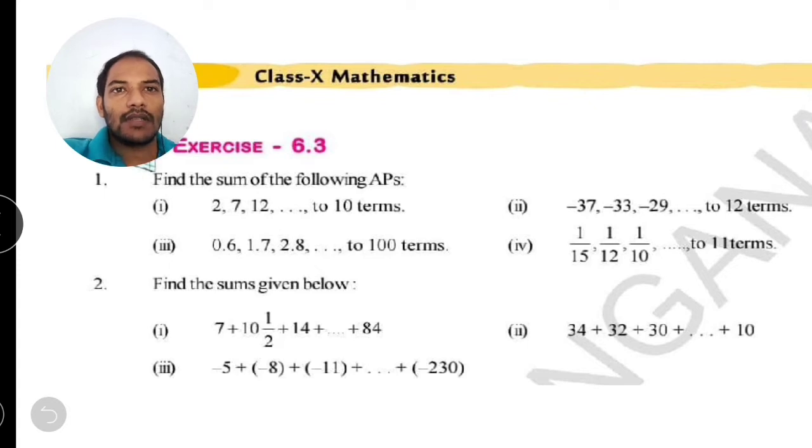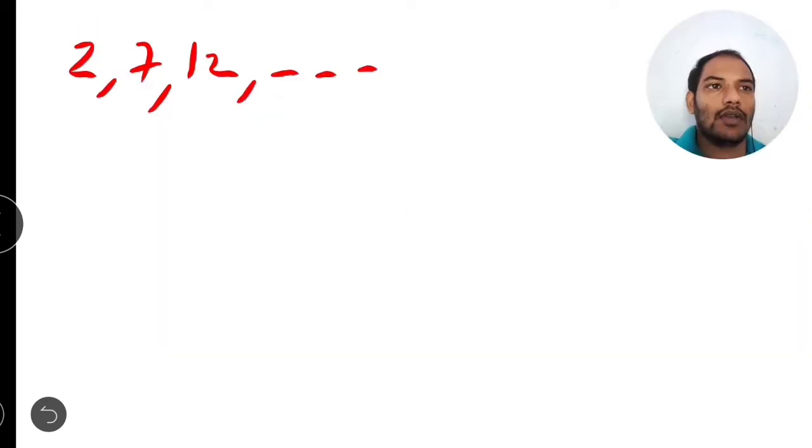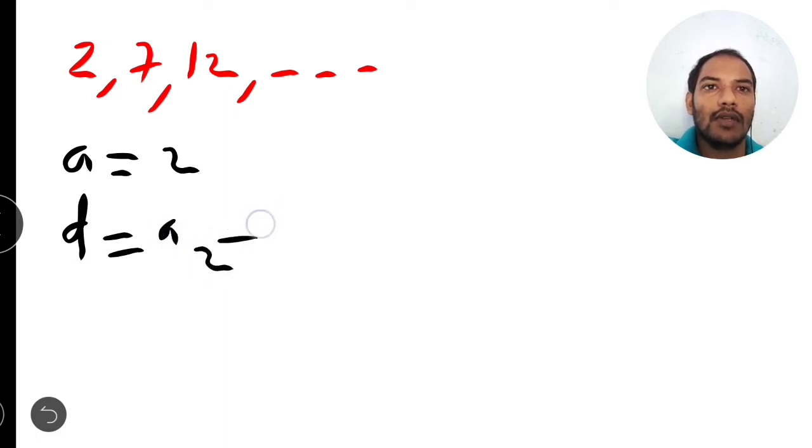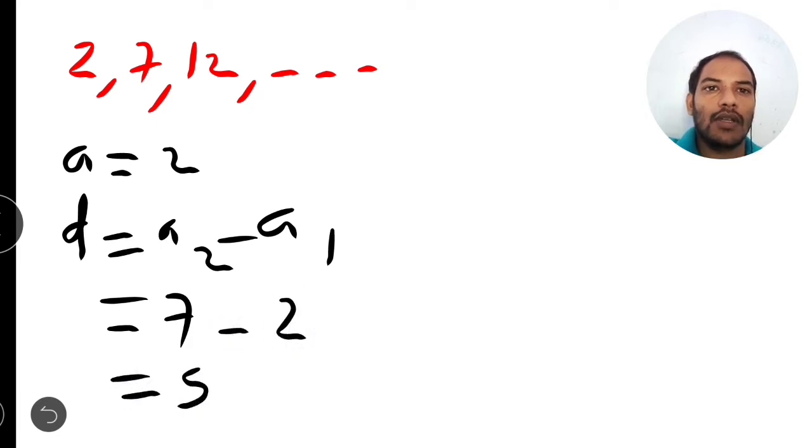In the previous class I gave first bit homework problems. So 4 problems were given for homework. Find the sum of the following APs. The first one is 2, 7, 12, dash, 10 terms. First find the a value. So a equals 2, and next d, the common difference, is a2 minus a1. So a2 value 7 minus a1 value 2 is equal to 5.